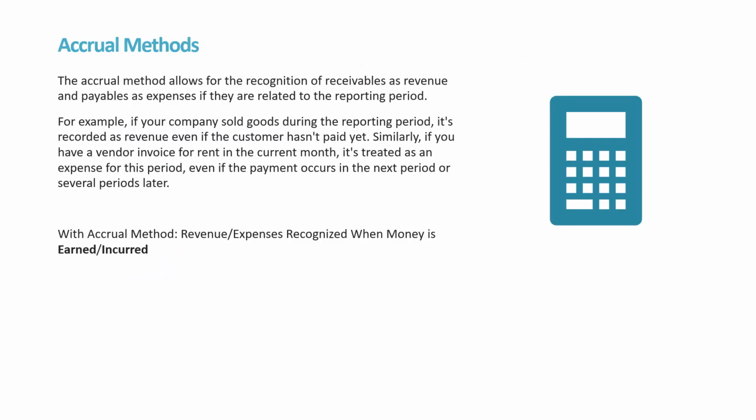The accrual method allows us to recognize receivables as revenue and payables as expenses if they are related to the reporting period. Here is the simple way to understand it. If your company sold goods during the reporting period, you record it as revenue, even if the customer hasn't paid you yet. Similarly, if you receive a vendor invoice for something like rent for the current month, it's considered an expense for this period, even if the actual payment happens later in the next period or maybe even several periods down the line.